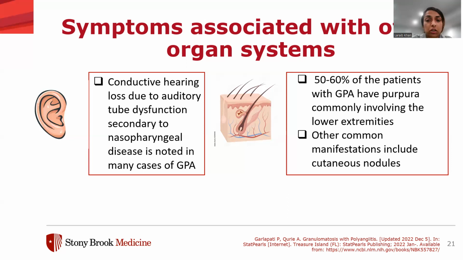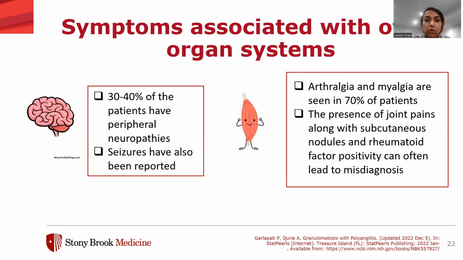So now that we talked about the organ systems that are involved with GPA, let's talk about the diagnosis. Oh, wait, no, not yet. So there's also central nervous involvement. So that's 30 to 40% of patients that could have peripheral neuropathy. There could also be seizures that have been reported. And then, like I briefly mentioned before, a lot of GPA patients have muscle pain.